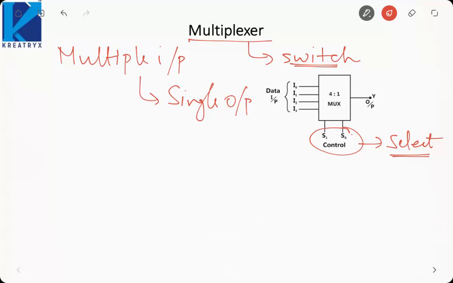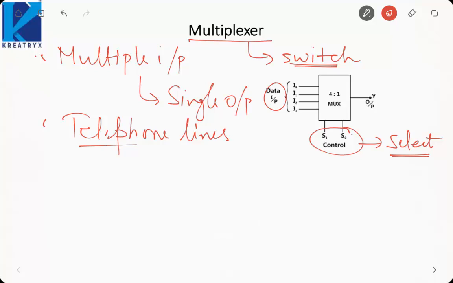Okay, so there are two types of input. One is called as data input, other is called as control input or select input. Select input selects which data input should be connected to the output. Okay, these are the control lines or the select lines. So now where does it come in use is multiplexing can basically be used in telephone connections or telephone lines.